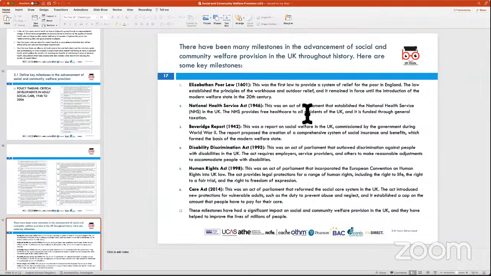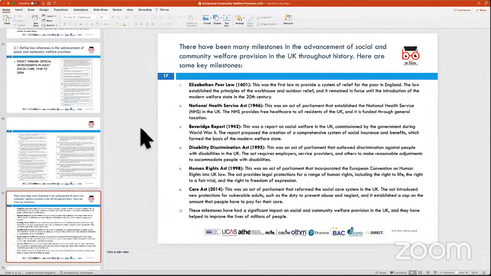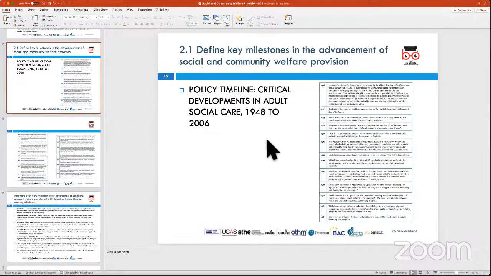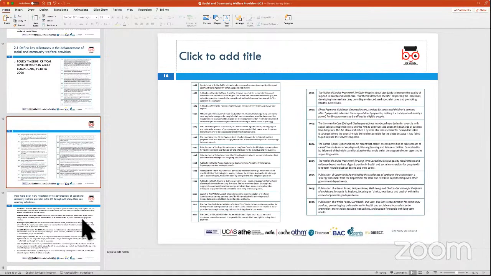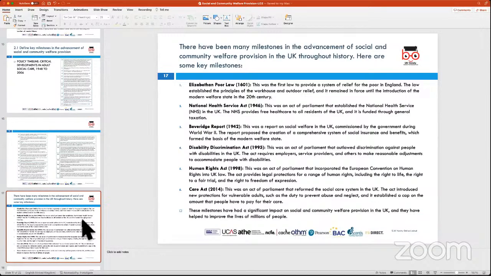There is this particular timeline that I mentioned on the slides, which is using a table. And this particular bit is also available on Moodle in one of the handouts under this unit. You can use this, but when you do the assignment, for the purposes of addressing this criteria, what you have to talk about is basically tell us the key milestones under which community welfare provision was introduced in the UK.